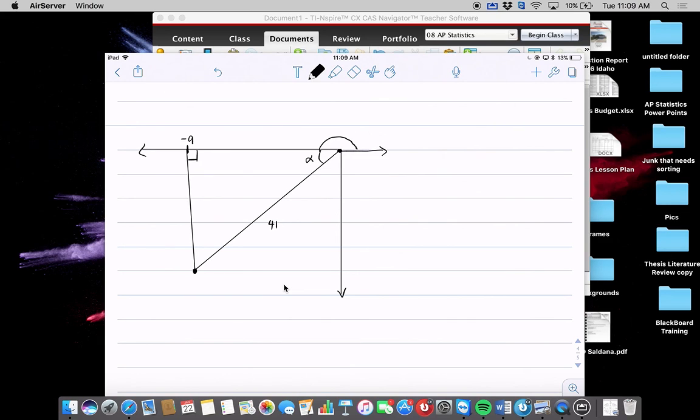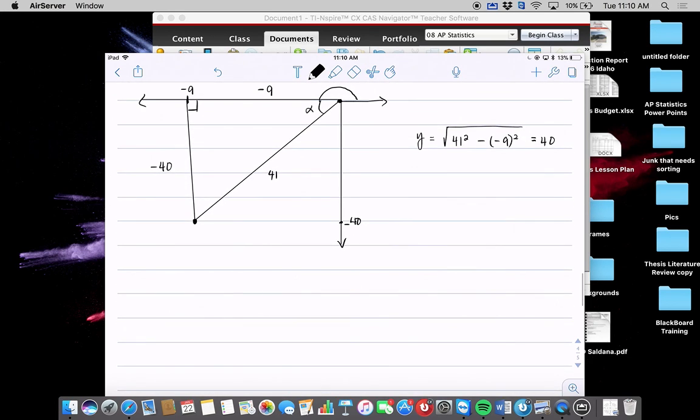So, since I know the x coordinate, I know this horizontal distance from the origin to the point, so it's going to be a negative 9 here, and I need to go ahead and find my y coordinate. Okay, y is going to equal, applying the Pythagorean theorem, the square root of 41 squared minus negative 9 squared, and if we type that into our calculator, we just get 40. So I know my y coordinate, this point down here, is going to be negative 40. Because again, we're working in quadrant 3, and in quadrant 3, everything is negative. All right, so let's go ahead and find all of the ratios.